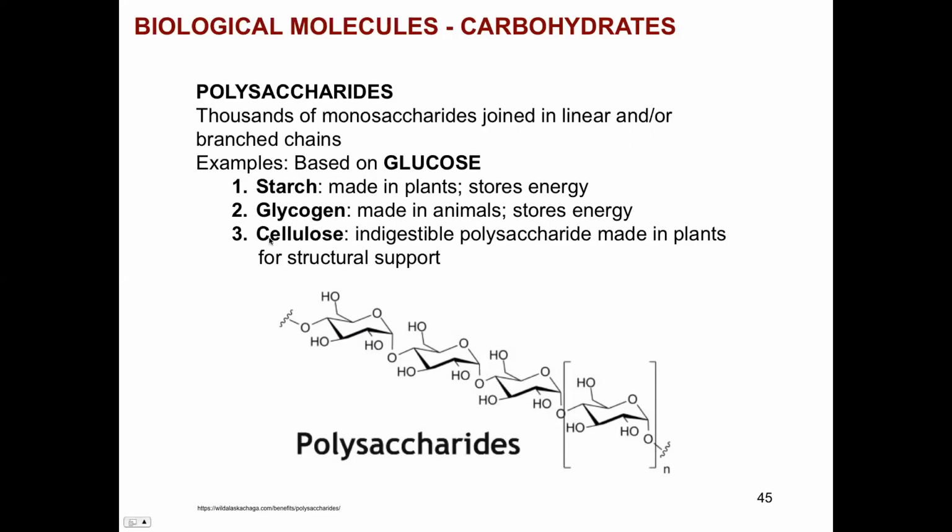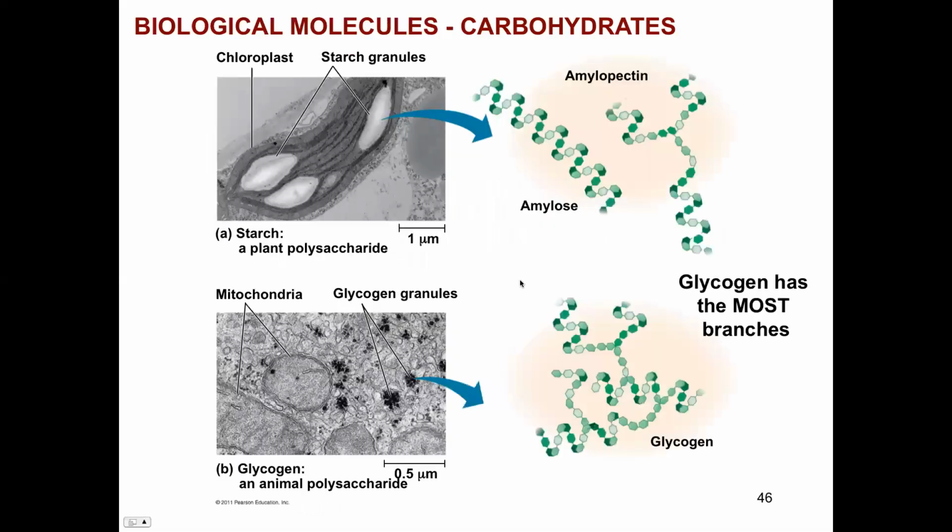And then cellulose, right? We can't digest it. It's a structural component of plants, but I mentioned in class it's important for us to ingest it, even though we can't digest it, all right? Okay, so what are the differences in these forms?